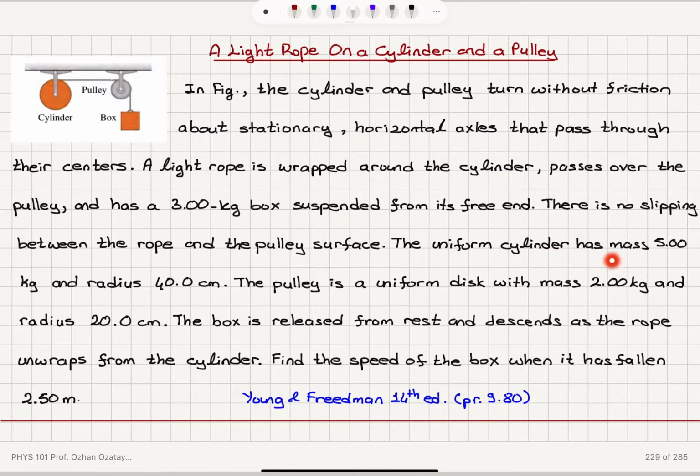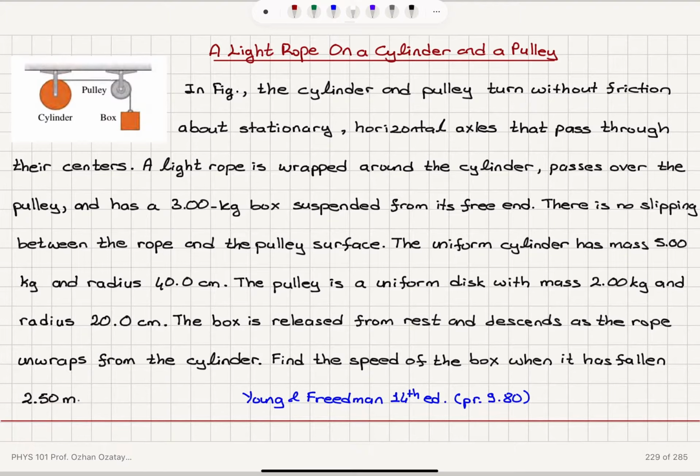The uniform cylinder has mass 5 kilograms and radius 40 centimeters. The pulley is a uniform disc with mass 2 kilograms and radius 20 centimeters. The box is released from rest and descends as the rope unwraps from the cylinder. Find the speed of the box when it has fallen 2.5 meters.